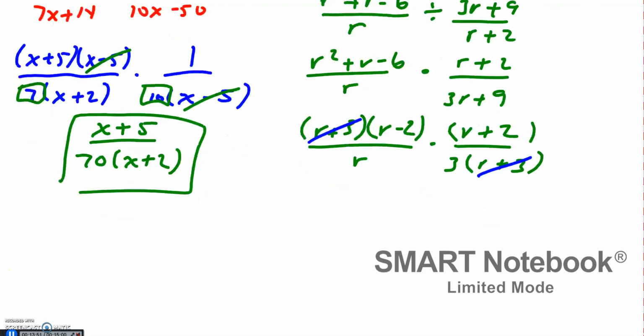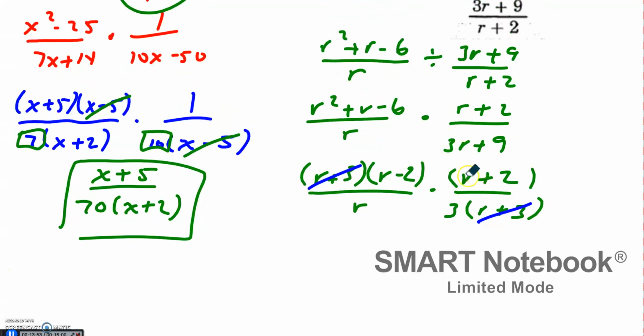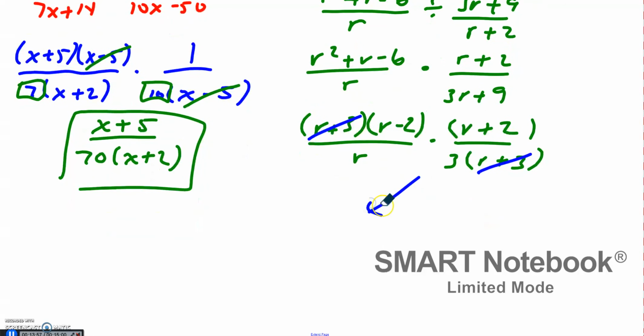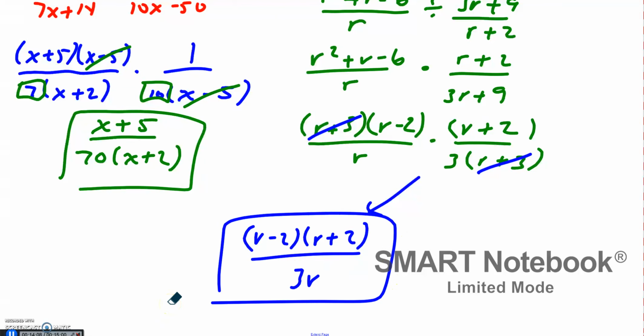But again, I think that is it, because these r's don't cancel because this r is attached to that 2. So my final answer is going to be r minus 2 on top with r plus 2. And then in the denominator, I just have 3r. It is okay to not have everything cross out.